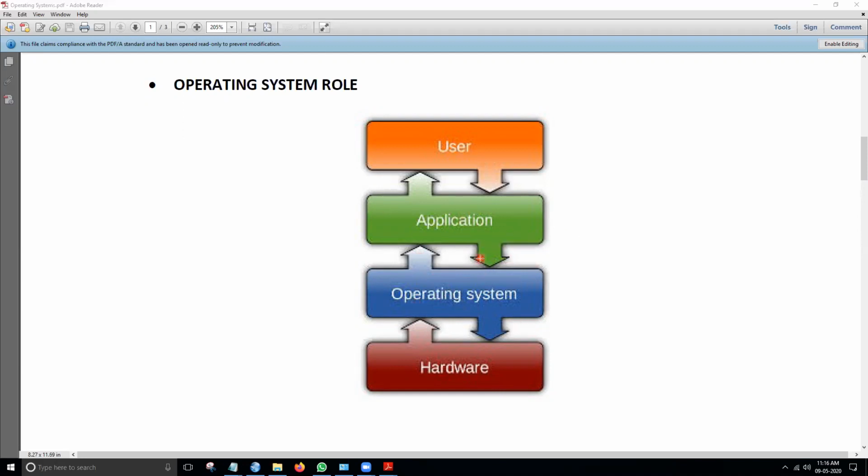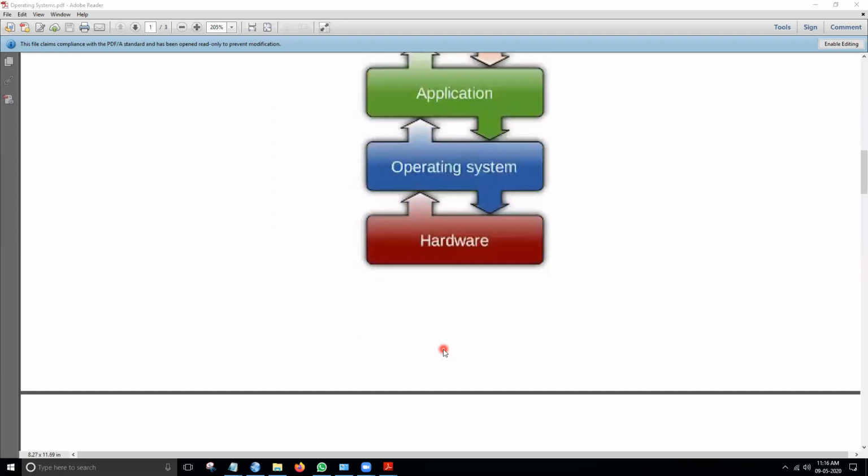Now, the role of the operating system is to do the interface between these two components, and also to hide the complexity of the hardware from the user. So the user cannot directly interact.